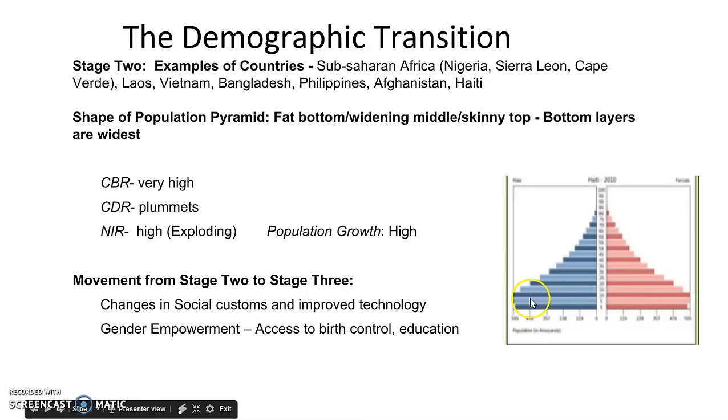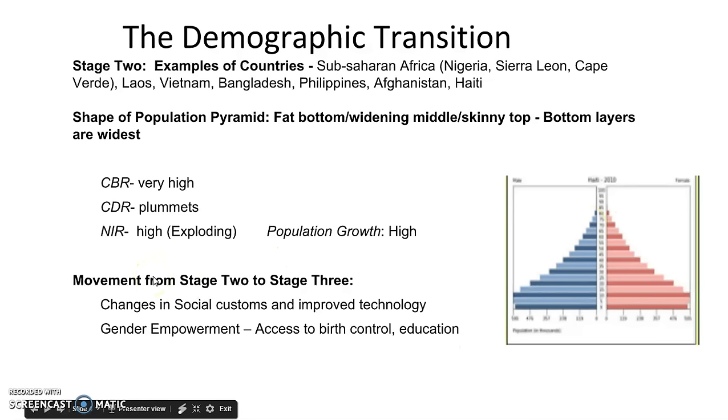So whereas in the population pyramid from stage 1, you could see that it was extreme as we had people who were dying, this one we have a much greater percentage of our population living. This is an exploding growth in their population.